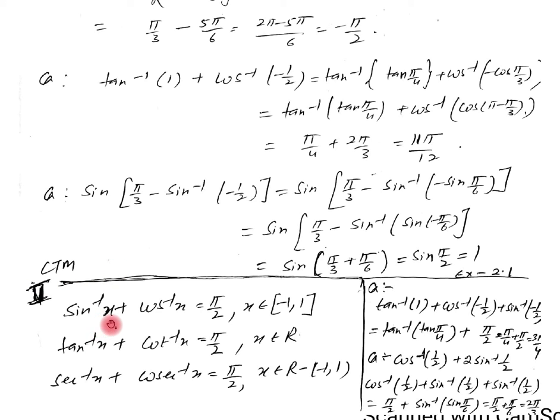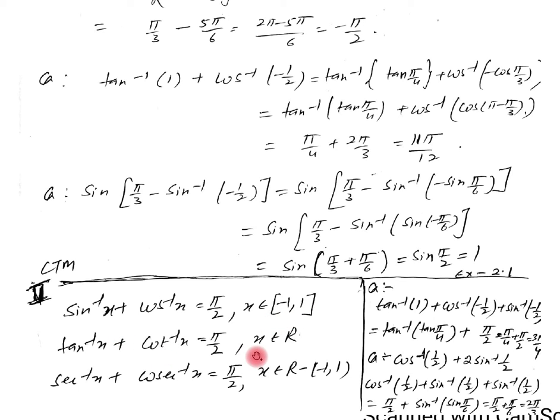Sin inverse x plus cos inverse x equal to pi by 2. Tan inverse x plus cot inverse x equal to pi by 2. Secant inverse x plus cosecant inverse x equal to pi by 2. Here, because the domain of sine and cos is what? x belongs to closed interval minus 1 to 1.